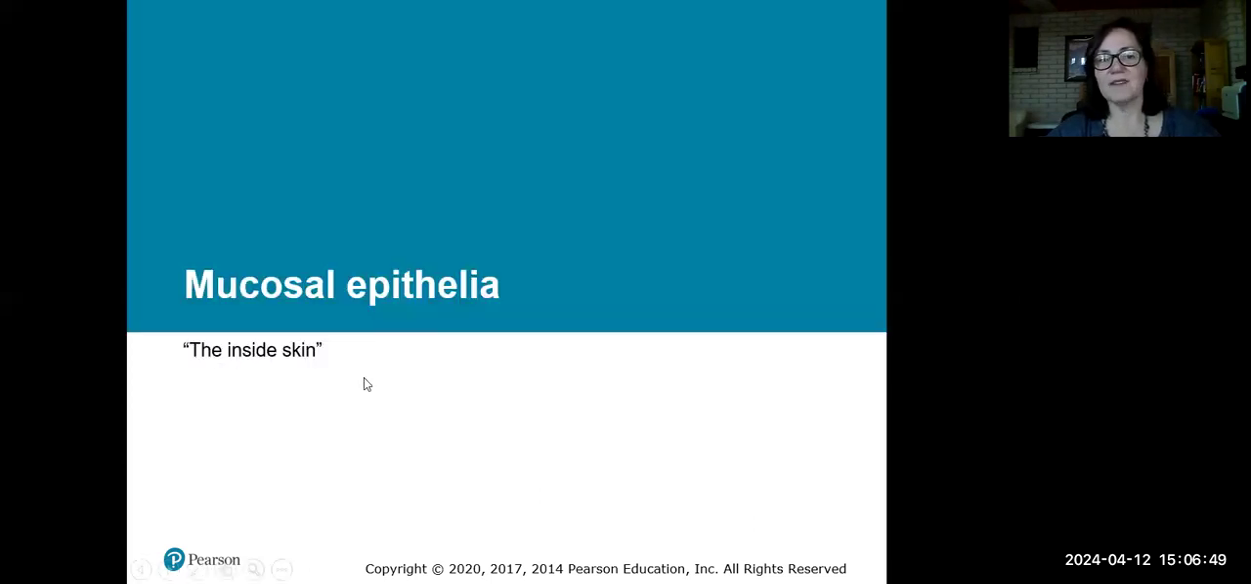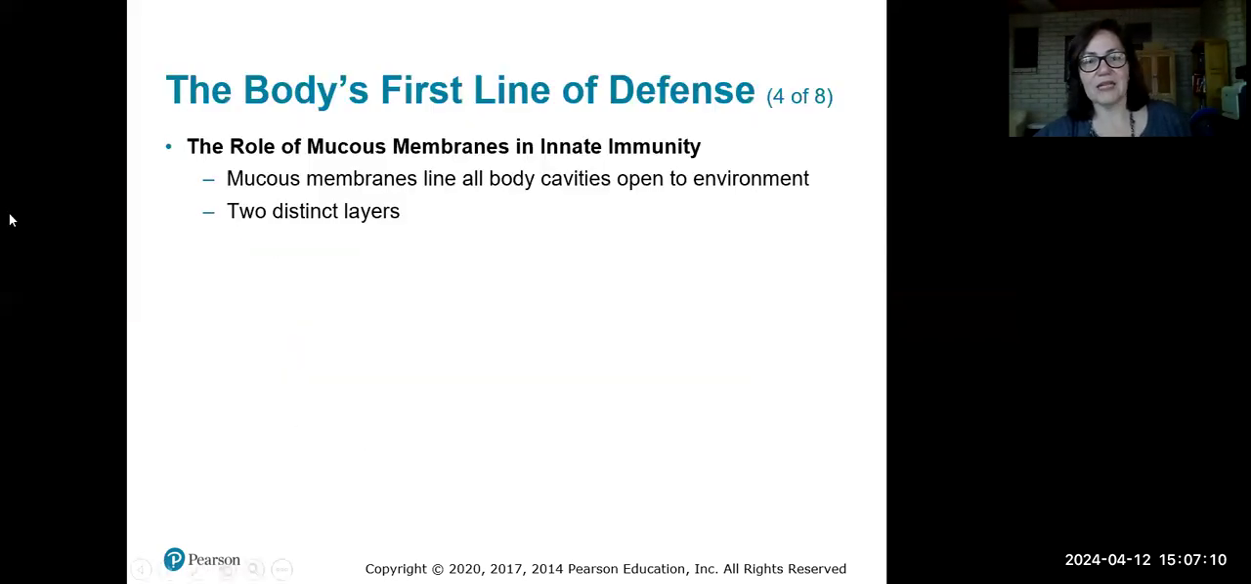All right, we also have mucosal epithelial, so mucous membranes. Think of this as the inside skin. You know how you have skin on the outside, but then we also have skin that's lining the inner cavities of the body. The mucous membrane lines all the body cavities that open to the outside, like the airway.